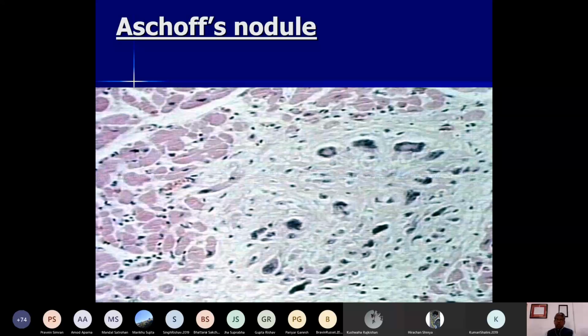So if this myocardium is replaced by fibrous tissue, that means the contractile capacity of the myocardium is reduced. So the ability to pump the blood also is reduced. Also, because of fibrosis, there cannot be expansion. So the volume of the ventricle or the atrium also gets reduced.